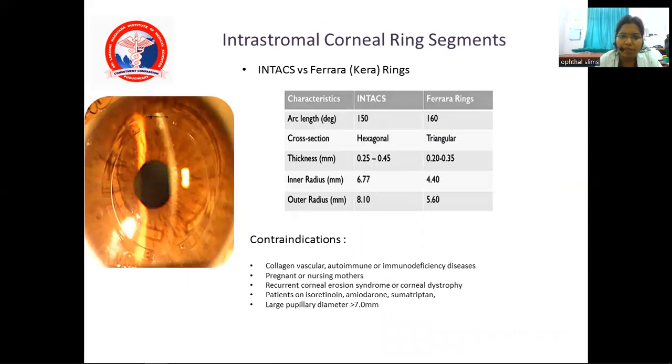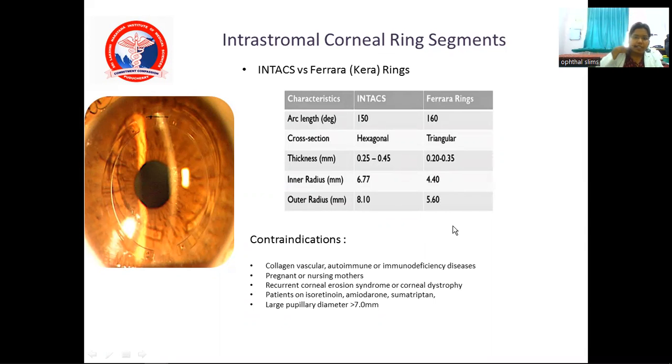Then intracorneal ring segments. There are two types of intracorneal ring segments available, known as Intacs or Ferrara rings. The characteristic differences between Intacs and Ferrara rings are given in this table. Intacs have an arc length of 150 degrees, whereas Ferrara rings have 160 degrees. On cross section, Intacs are hexagonal in shape, whereas Ferrara rings are triangular in shape. Thickness is 0.25 to 0.45, whereas in Ferrara rings it is 0.2 to 0.35. The inner radius is 6.77, whereas in Ferrara rings it is 4.4. Outer radius is 8.1, whereas in Ferrara rings it is 5.6.